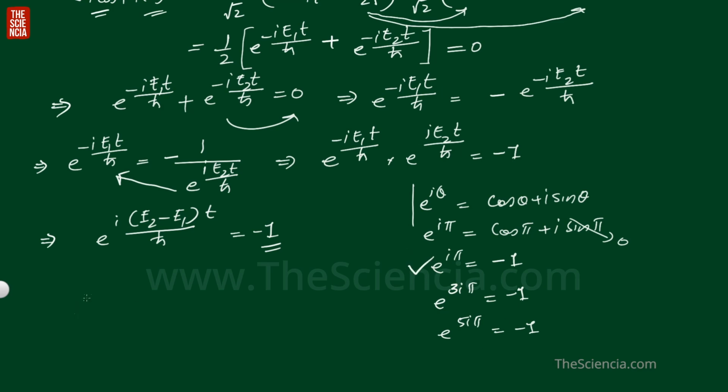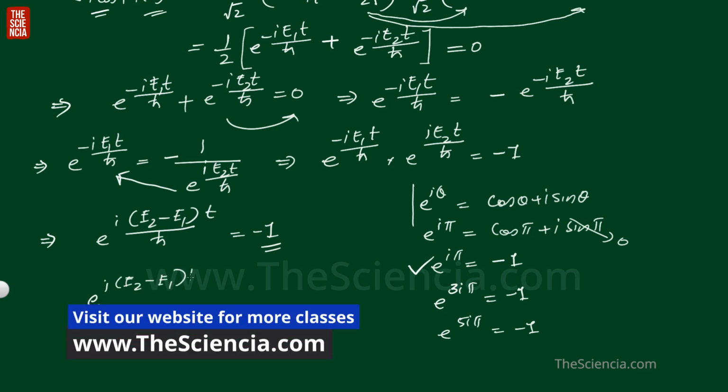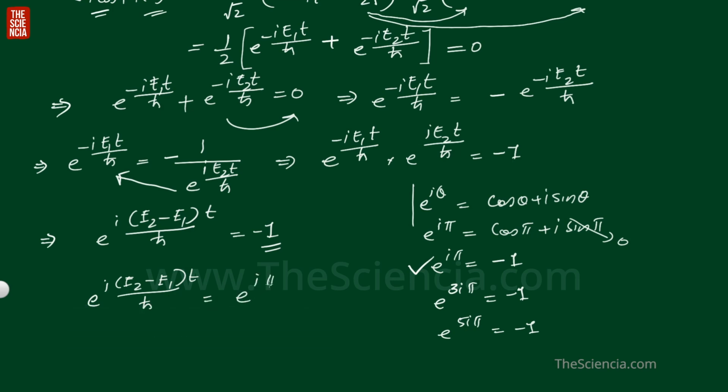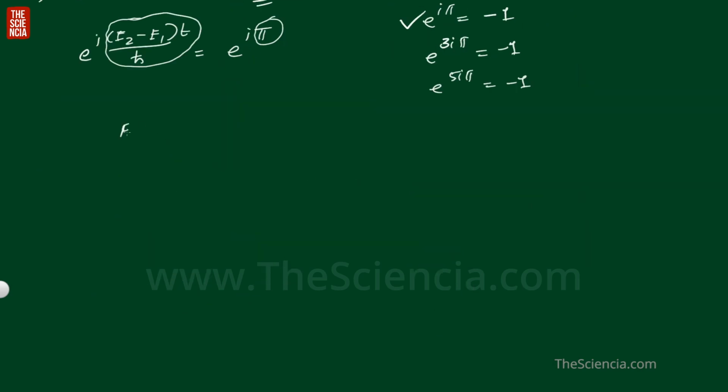That is, e raised to i (E2 minus E1) t by h cross is equal to e raised to i pi. So this entire term is equal to pi. So (E2 minus E1) t by h cross is equal to pi. We can easily find out the time t, that is equal to pi h cross by (E2 minus E1). So this is the answer.